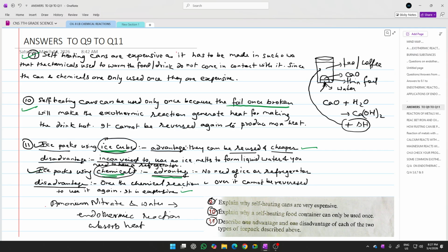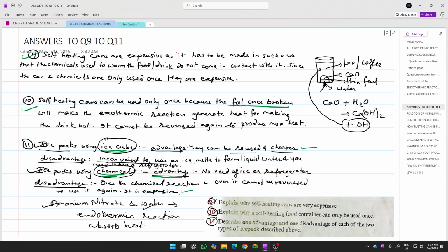The disadvantage is this: once the chemical reaction between the two reactants, ammonium nitrate and water, is complete, the absorption of heat will stop. So from the body part where you have kept this ice pack, heat will not be taken because the reaction has stopped. So this is one-time use. This type of ice pack is used only once, and therefore it is also very expensive.